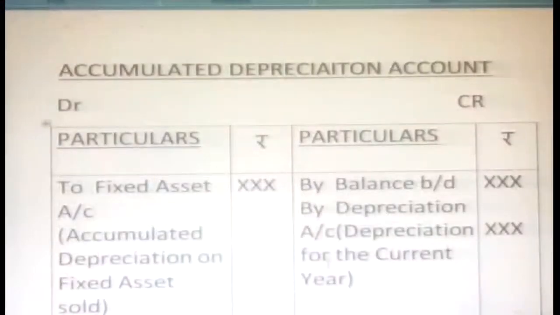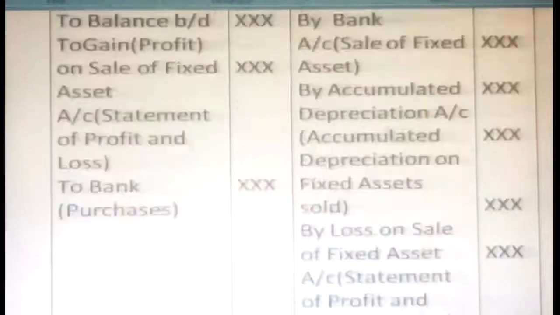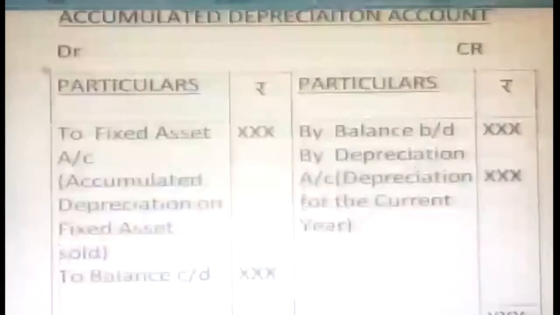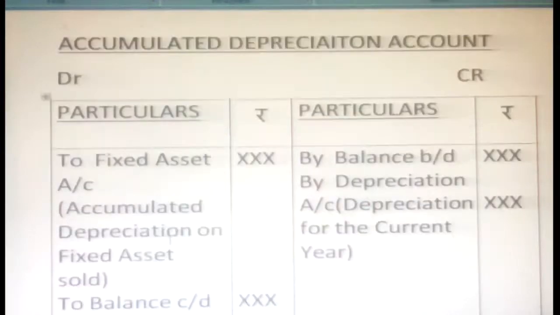So for that, again, you see this accumulated depreciation account. One more account you are going to prepare. Here you have posted the accumulated depreciation account on the credit side, correct? For this you are going to post it here to the fixed asset account. That is the entry here, correct? So accumulated depreciation account to fixed asset account. For the particular asset sold, you want to prepare a separate depreciation account. Similarly here also opening balance, closing balance, then you know the depreciation for the current year. That is the very important information. While preparing this accumulated depreciation account, we'll get that information.